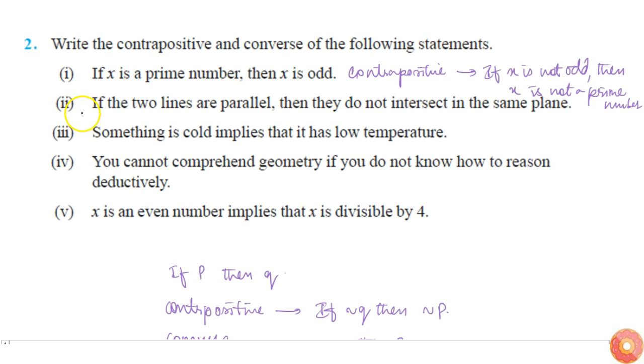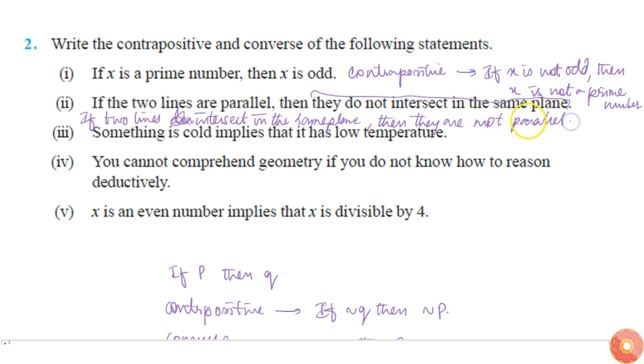So for the second sentence, the contrapositive will be: if two lines do not, sorry, if two lines intersect in the same plane. This is the negation of the second part, that is this part. Then they are not parallel. So this is how it is.